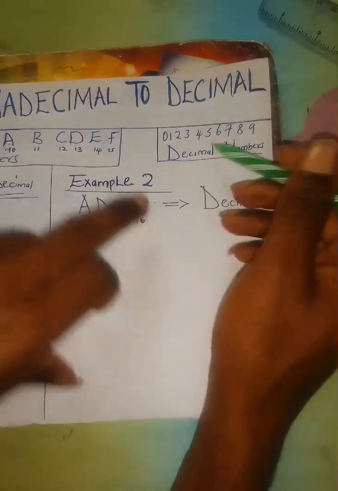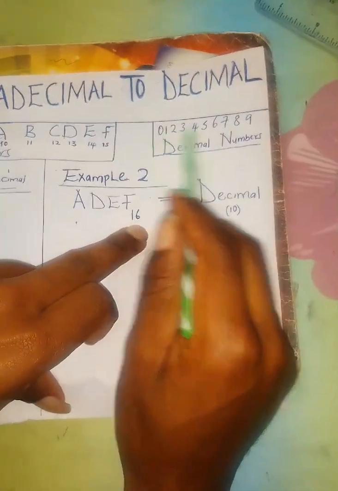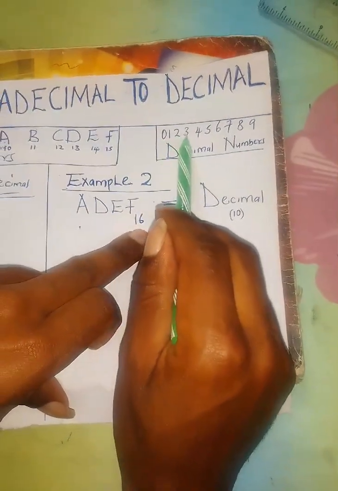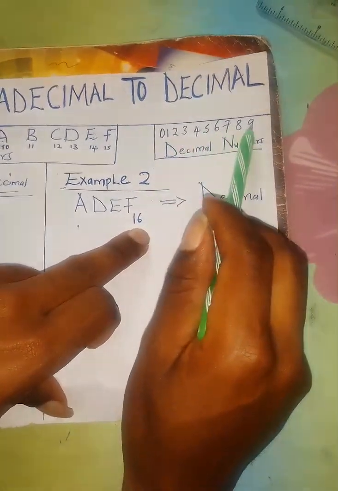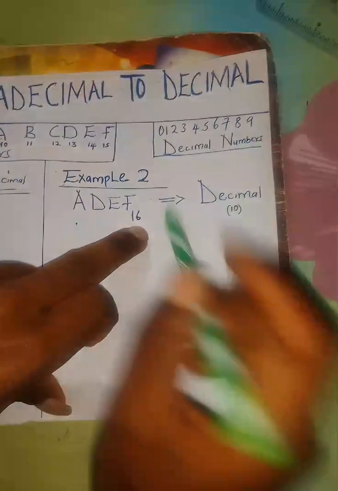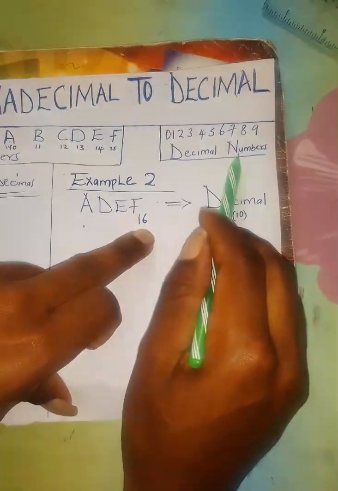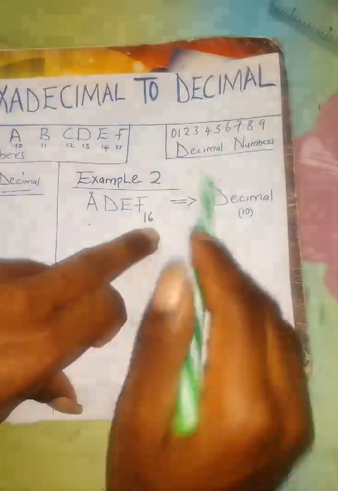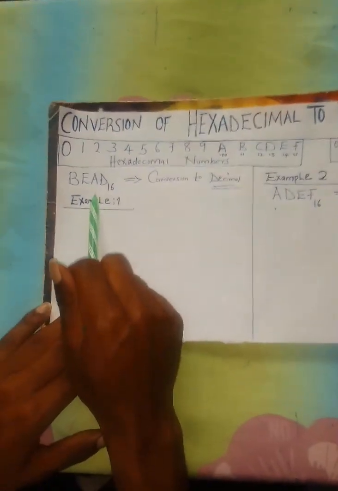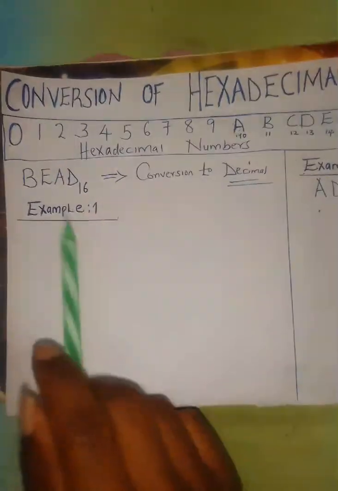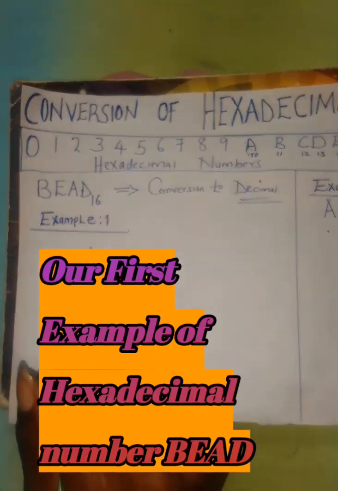And on the decimal side, we start from 0 to 9, which is 0, 1, 2, 3, 4, 5, 6, 7, 8, 9. They represent decimal numbers because they are base 10. So we have two examples, BEAD and ADEF. Let's start with BEAD, which is already in hexadecimal form.